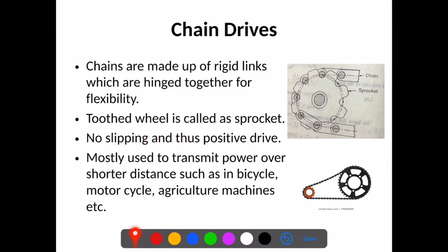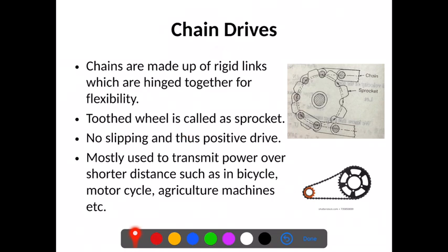Mostly these chain drives are used to transmit power over a shorter distance, such as in the bicycle, motorcycle, agriculture machines, etc. In chain drives we can generally say there is near about 0% slippage, and that's why this can be called a positive drive. Though there may be some errors or slippage, it is negligible, and that's why chain drives are called positive drives, used to transmit power over a shorter distance.